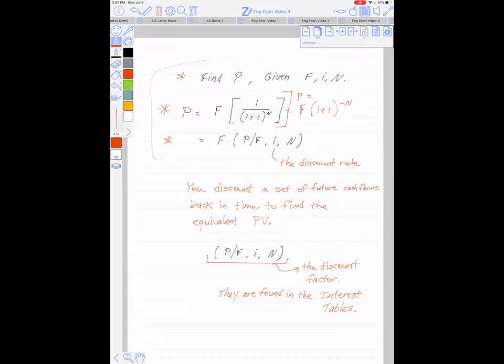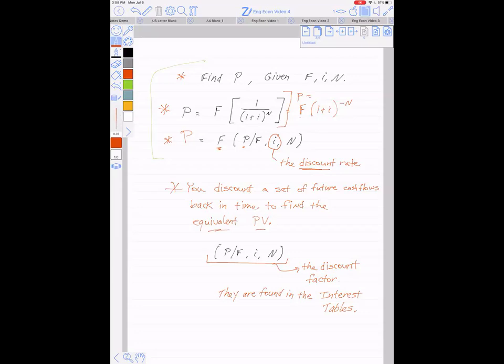When we're finding P, we're given the future value, one cash flow into the future, and we're looking to find its present value. We still use this letter I, but now we're calling this the discount rate. It's still the same letter. It still is a percentage, like an interest rate. But when we're discounting back in time, we call this the discount rate. So basically, you discount a set of future cash flows, we're just going to be working with a single sum right now, back in time to find the equivalent present value.